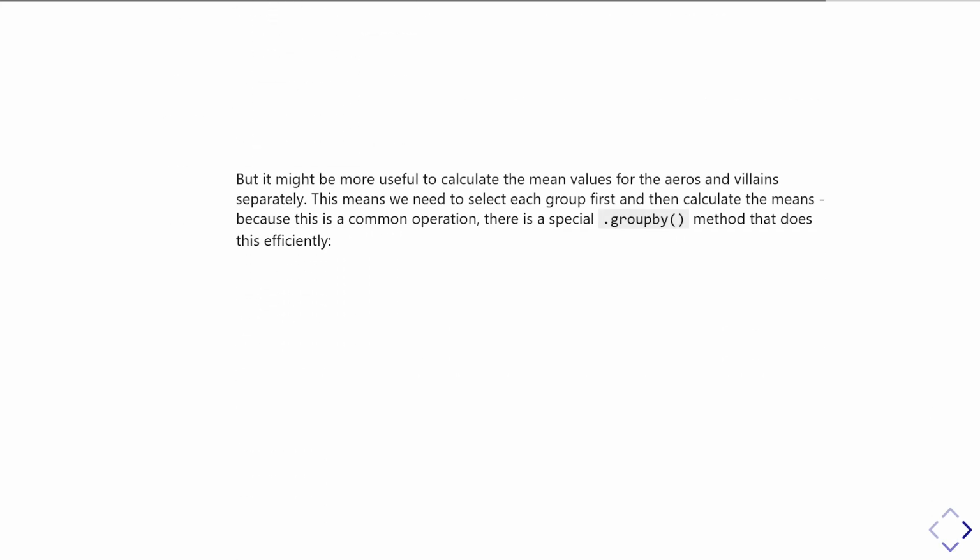It might, however, be more useful, rather than just calculating the mean values over all of the heroes and all the villains, to ask the question, well, what's the mean value of each column for the heroes versus what's the mean value of those columns for just the villains? And again, we can do that, and to do that we can use the .groupby to first of all collect together the characters by their alignment, good and evil, and then to run the aggregation, the mean value calculation.